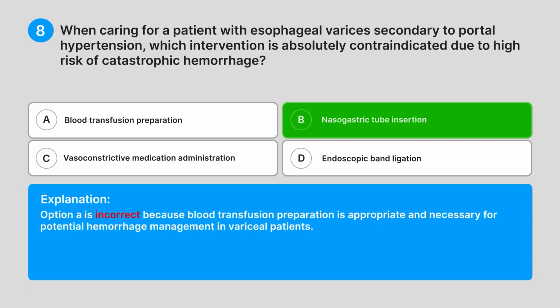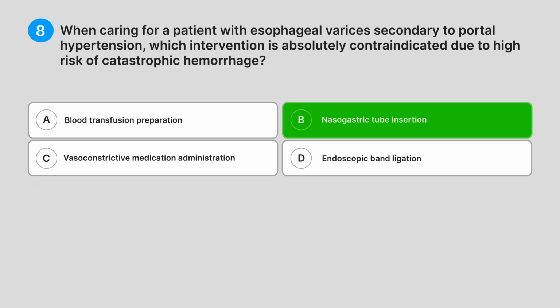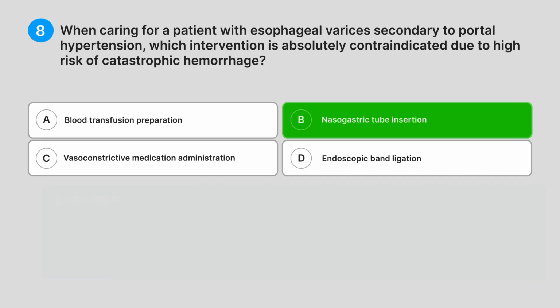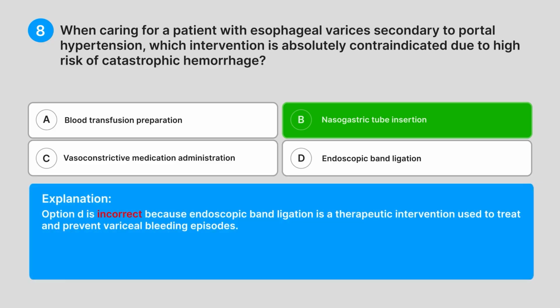Option A is incorrect because blood transfusion preparation is appropriate and necessary for potential hemorrhage management in variceal patients. Option C is incorrect because vasoconstrictive medications are indicated to reduce portal pressure and prevent variceal bleeding in these patients. Option D is incorrect because endoscopic band ligation is a therapeutic intervention used to treat and prevent variceal bleeding episodes.